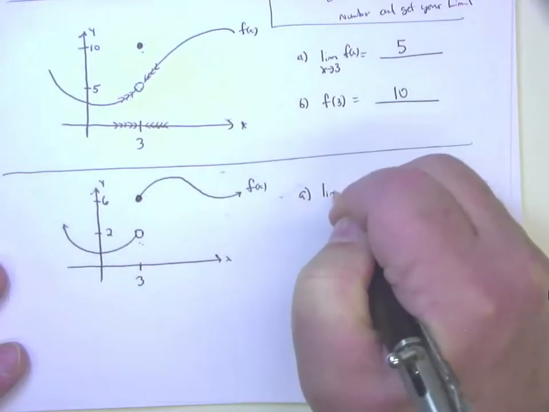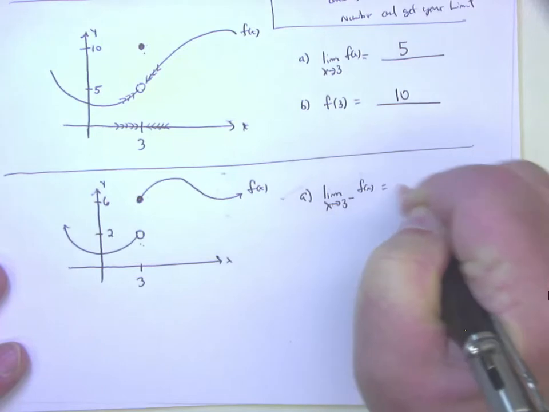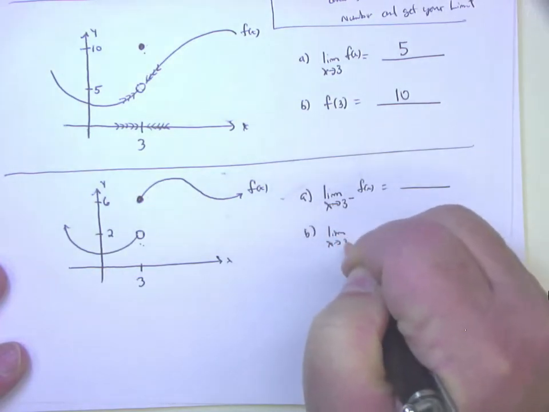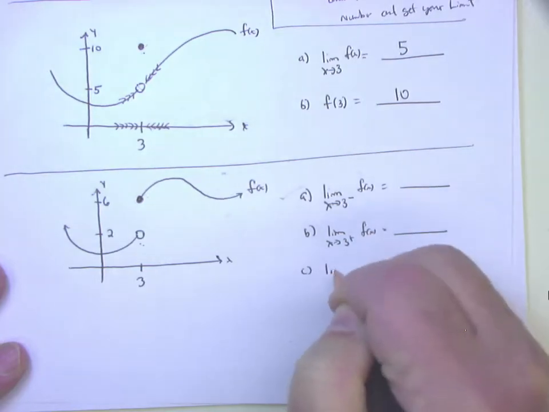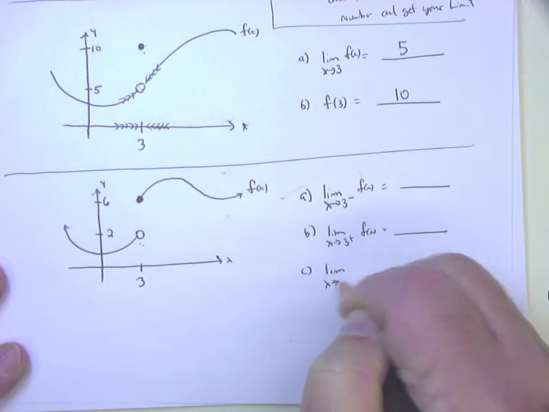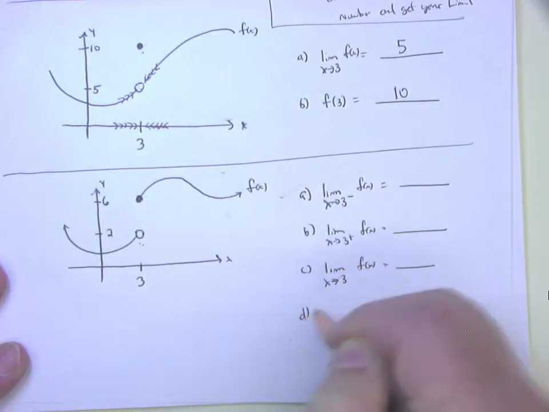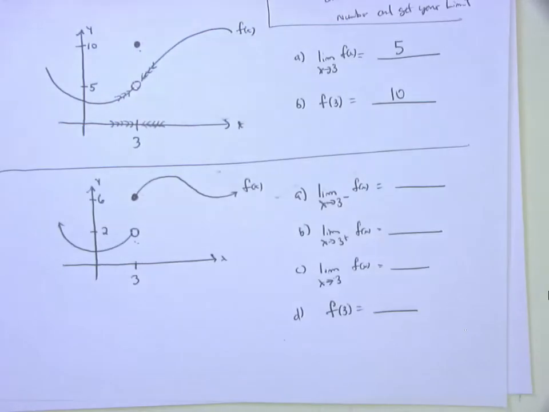So, part A. What is the limit as x approaches 3 from below of f of x? Part B. What is the limit as x approaches 3 from above of f of x? Part C. What is the limit as x approaches 3 of f of x? And the last thing, part D, what actually is f of 3? So I got 4 questions on this.